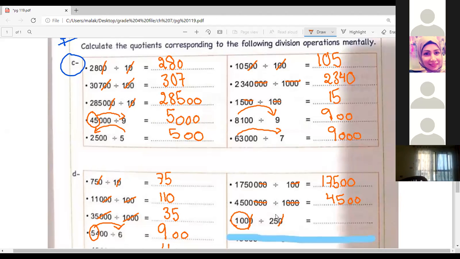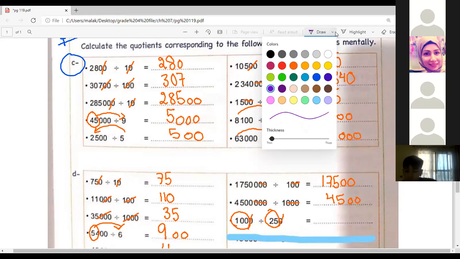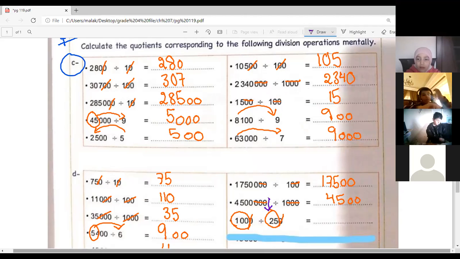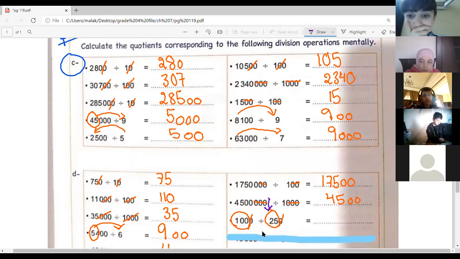Now, 100 divided by 25. So which table are we writing, table 1 or table 25? Table 1. No. Which table are we writing, teacher? Table 25. When the number 10 or 100 or 1000 is the second number, we are writing table 1. If we are dividing by 10 or 100 or 1000, we are writing table 1. But here we are dividing by 25. So which table do we write? Table 25. We will check which number in table 25 gives us 100. The 100 is the dividend.